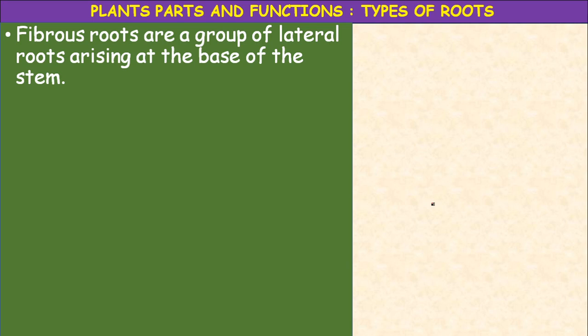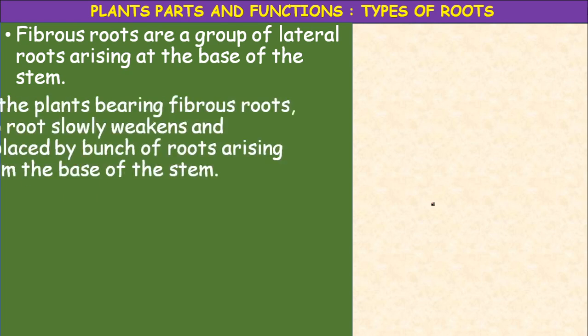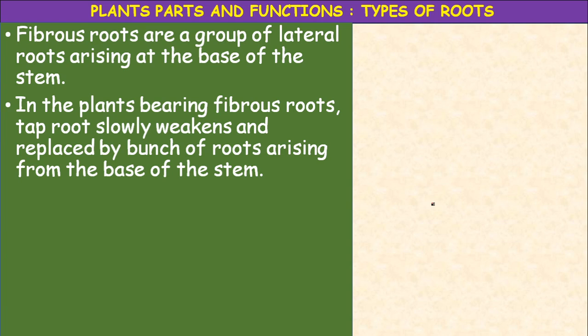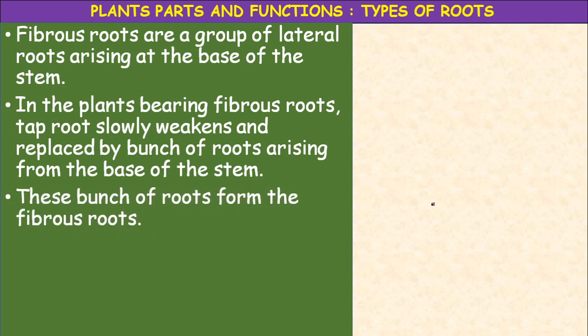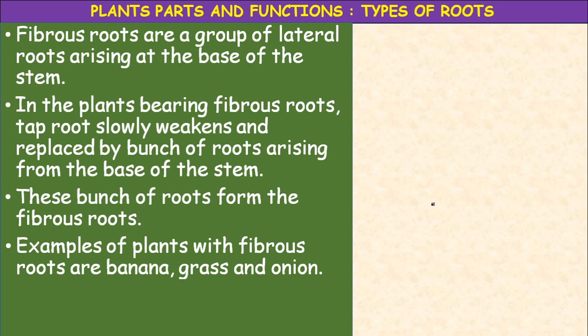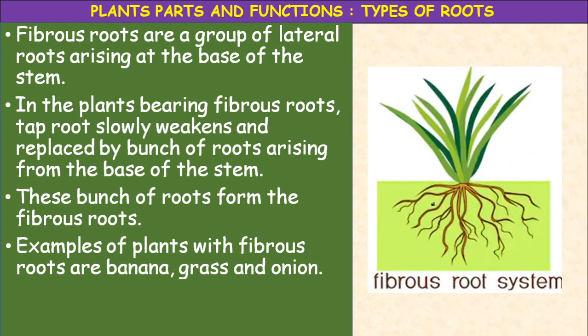The fibrous roots are a group of lateral roots arising at the base of the stem. There is no main root. In plants bearing fibrous roots, the taproot slowly weakens and is replaced by a bunch of roots arising from the base of the stem. Okay, so this bunch of roots forms the fibrous roots. Examples of plants with fibrous roots are banana, grass, onion.